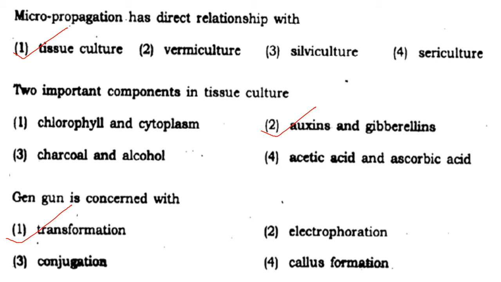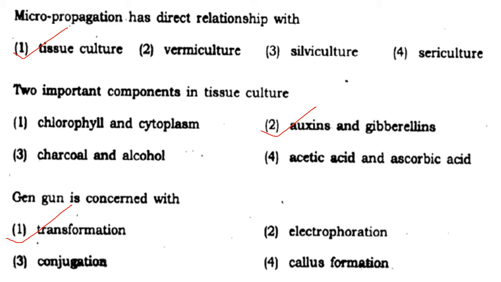Next one, micropropagation has direct relationship with option 1 tissue culture, 2 vermiculture, 3 silviculture, 4 sericulture. Answer is option 1 tissue culture. Two important components in tissue culture. Option 1 chlorophyll and cytoplasm, 2 auxins and gibberellins, 3 charcoal and alcohol, 4 acetic acid and ascorbic acid. Answer is auxins and gibberellins.